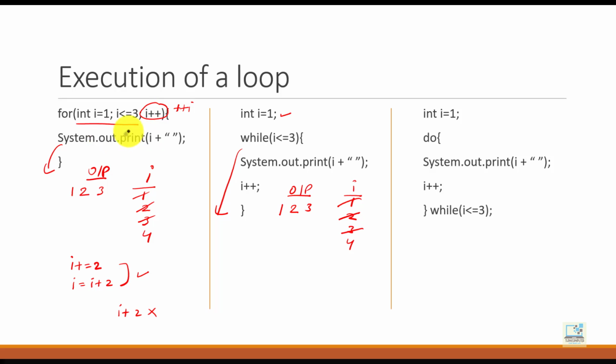Okay, so in both of these examples, for and the while loop, we see the condition check is happening at the beginning of the loop, at the top of the loop. That is why these two are called entry controlled loops.